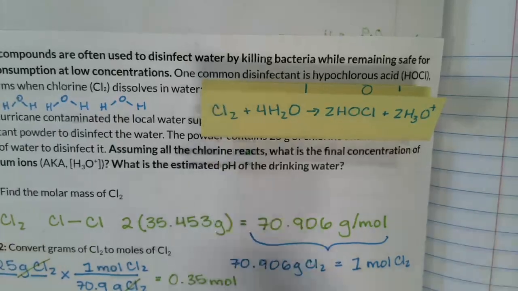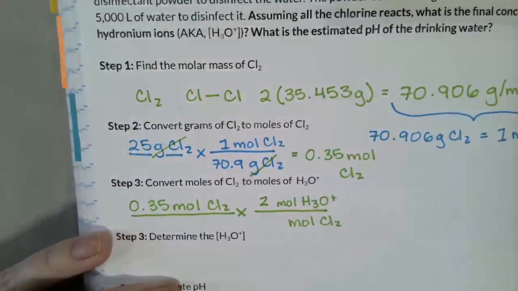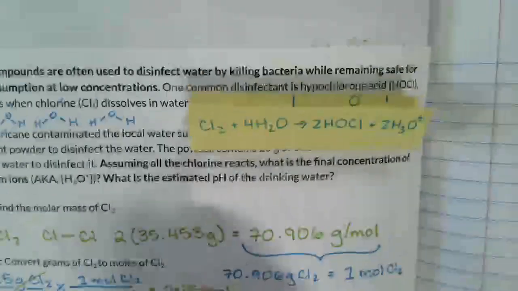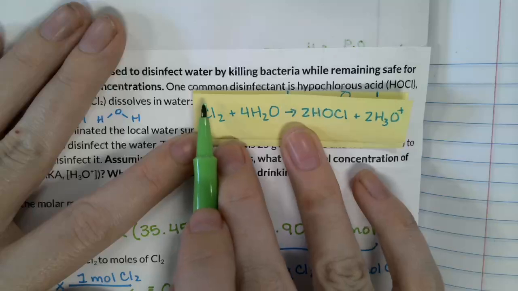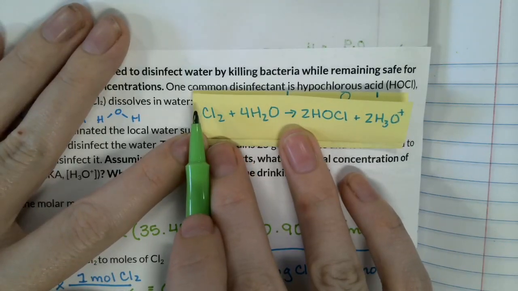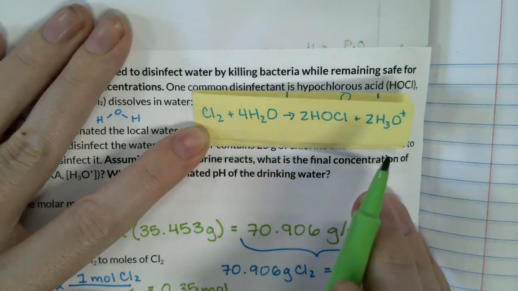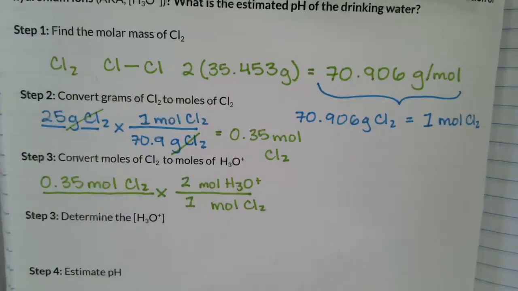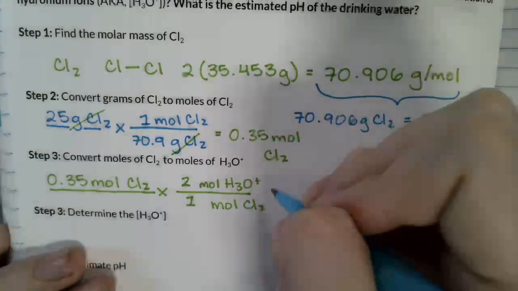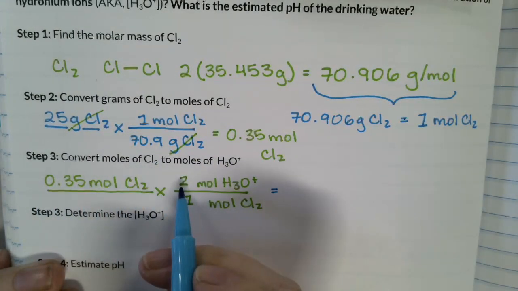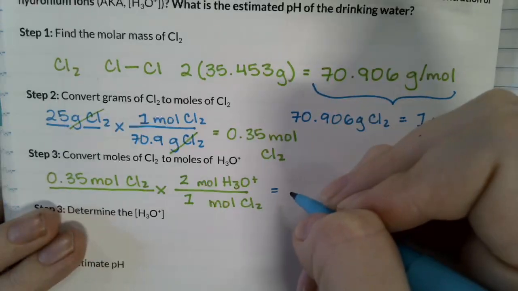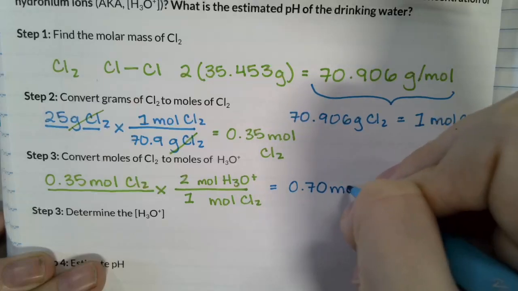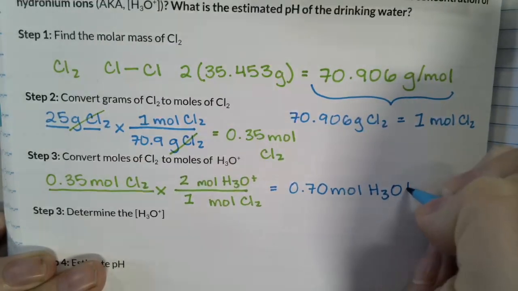2 on the top. 2 on the top for the H3O+. And on the bottom? 1. Right. And that's because there's an invisible 1 out here, because we've got 1 molecule of chlorine gas, or chlorine powder in this case, yields 2 molecules of H3O+. So we've done that. I think that math is doable in my head, because we're going to do 0.35 times 2 divided by 1, so that should end with 0.70. Is that correct? Yes. And that's moles of H3O+.